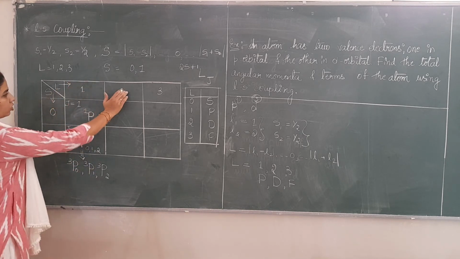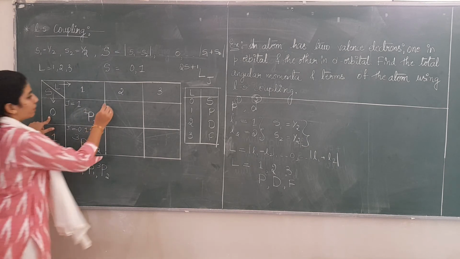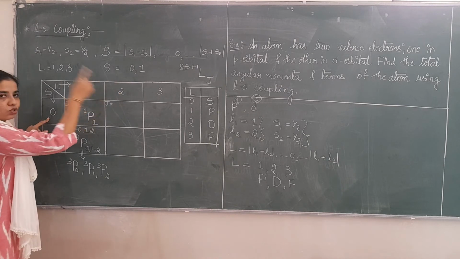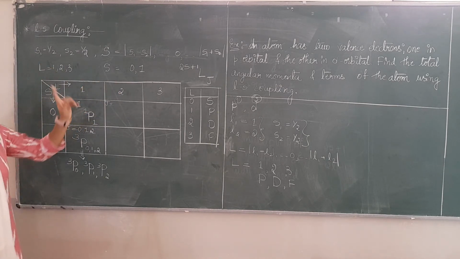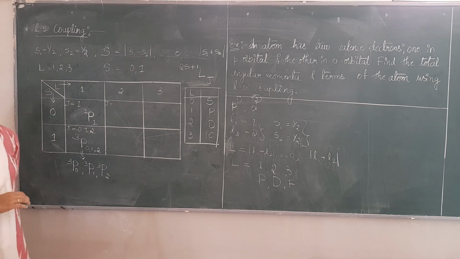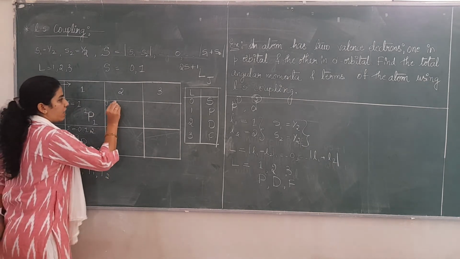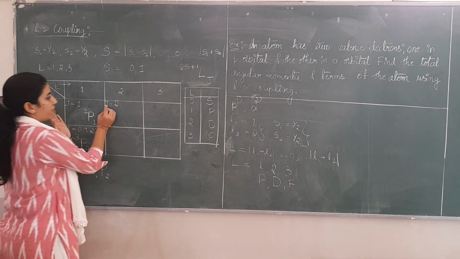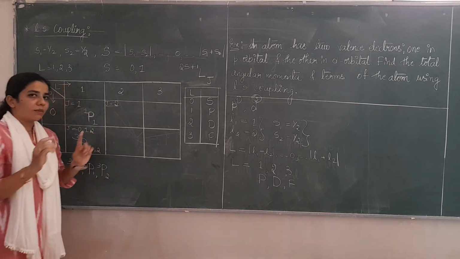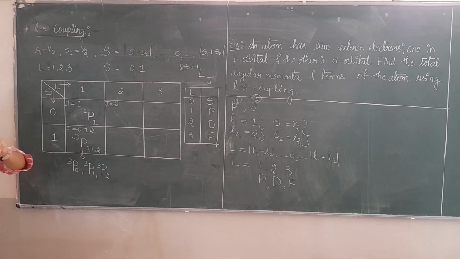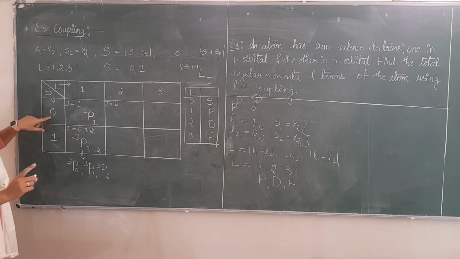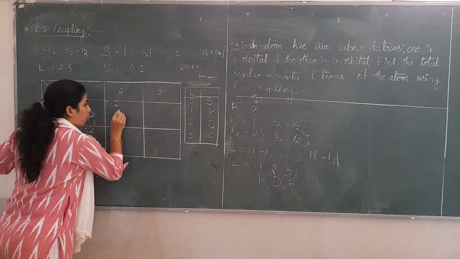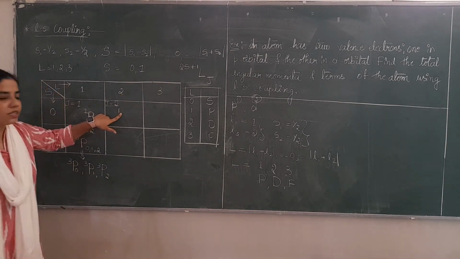Now, when L is 2, S is 0. What will be the values of J? J will be mod of 0 minus 2 to mod of 0 plus 2. 0 minus 2 under mod is 2, 0 plus 2 will be 2 only. So the value of j is 2. That means there is only one value for j here, that is 2. Then multiplicity is 1. That we can confirm from this value 2s plus 1. 2 into 0 plus 1 is 1. So the multiplicity is 1.